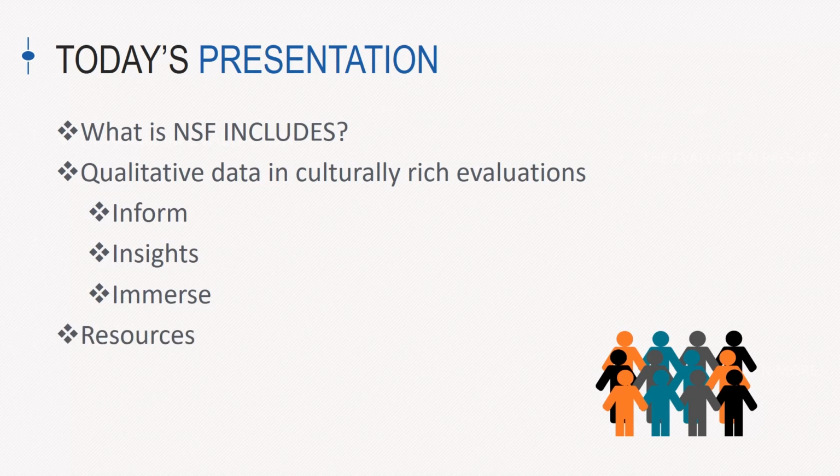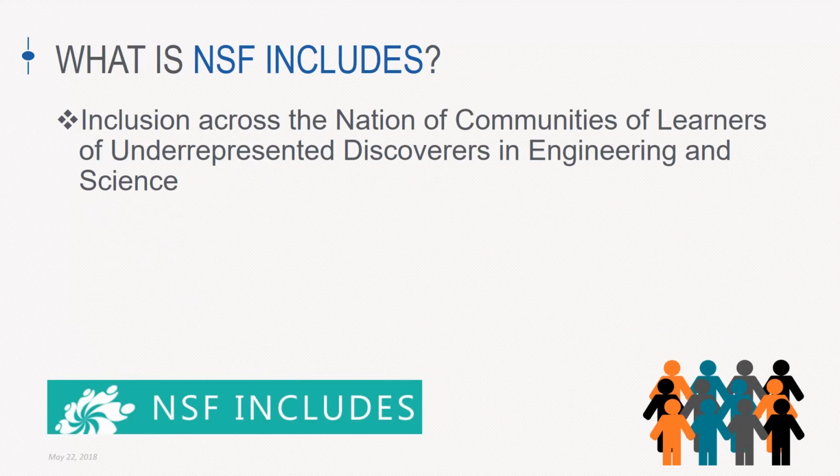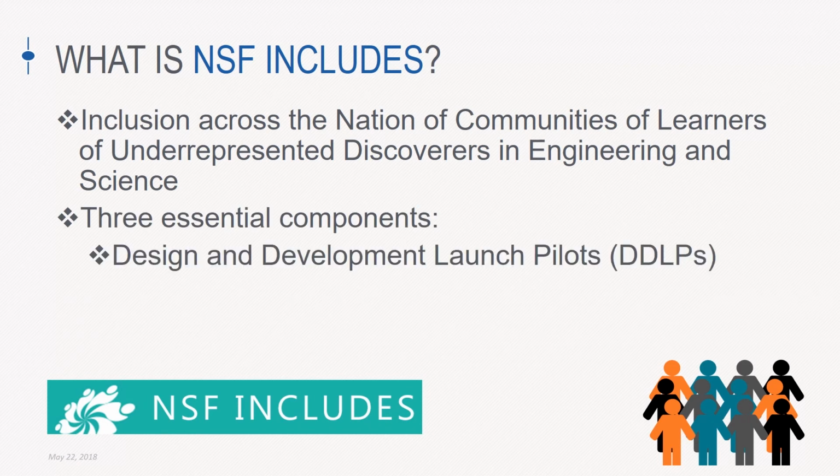So first, let's start off with what is NSF Includes. NSF Includes is called Inclusion Across the Nation of Communities of Learners of Underrepresented Discoverers in Engineering and Science. And there are three essential components to NSF Includes. There are the design and development launch pilots. There are alliances, and there's a national network of a coordination hub.